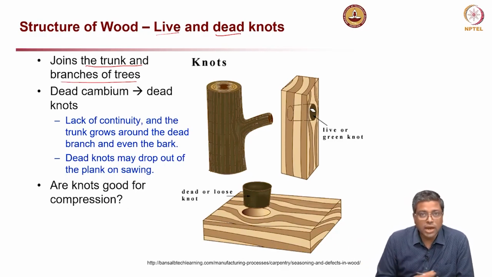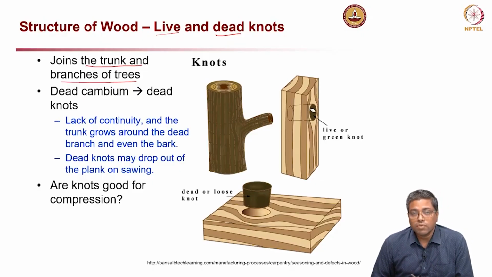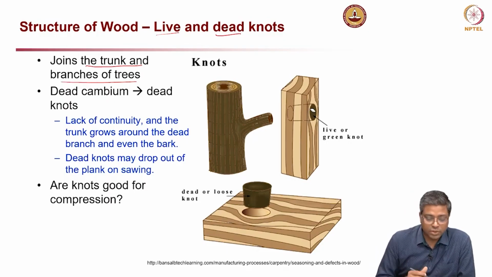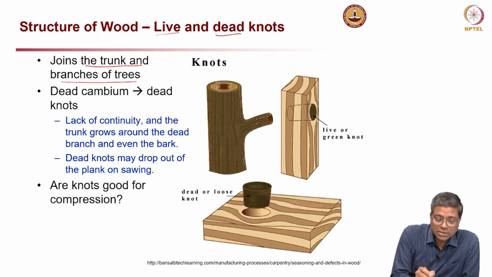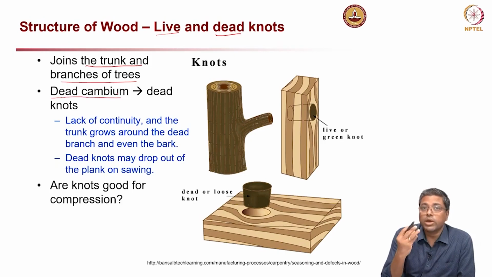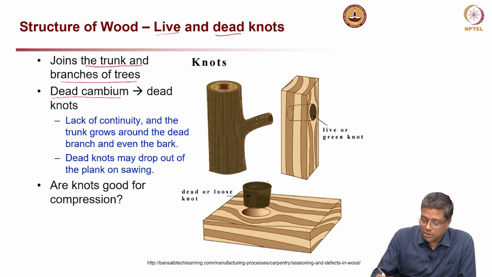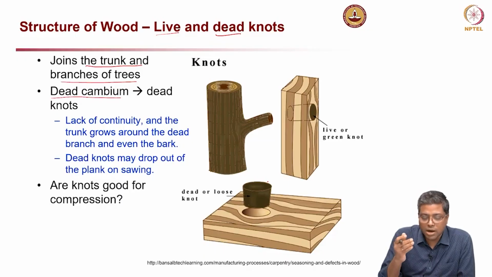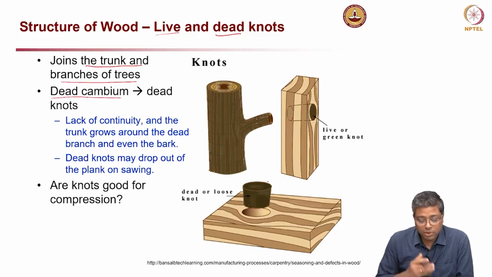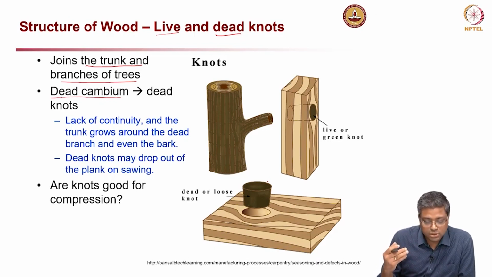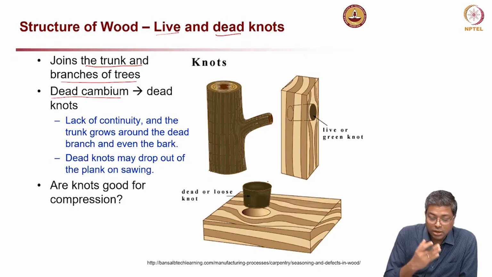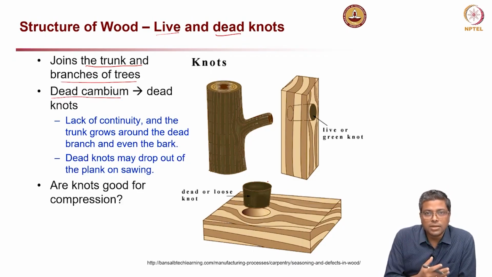So, if you just try to pull it out, it will come off. Now, this has a problem, or wood or timber with this kind of knots may not always be good when you look at mechanical behavior. Why this is happening is the cambium, which is the growing part of the wood, like I said, the thin layer between the bark and the sapwood.